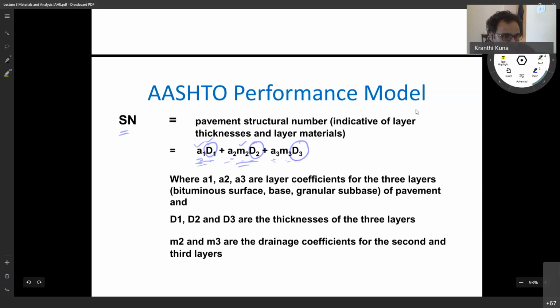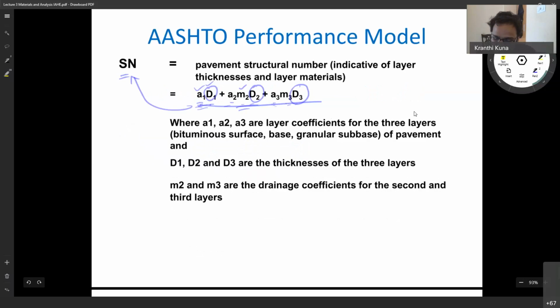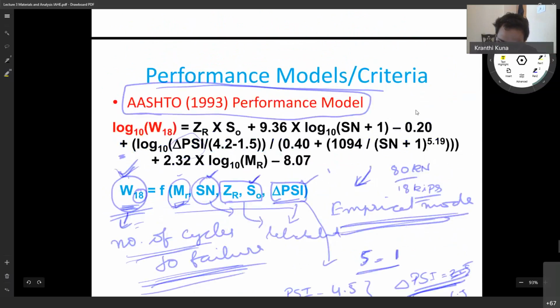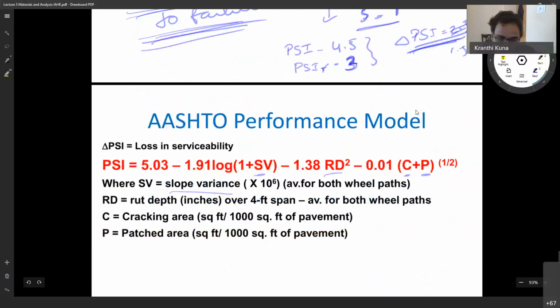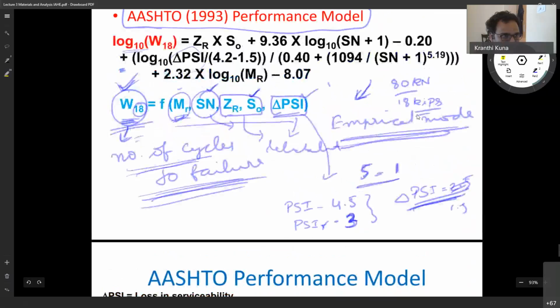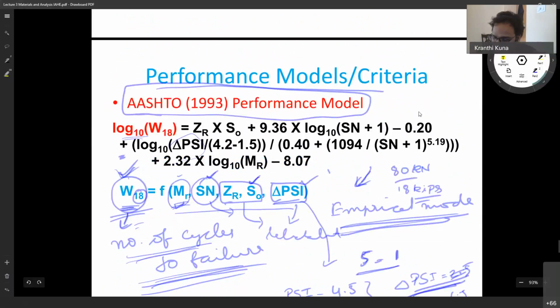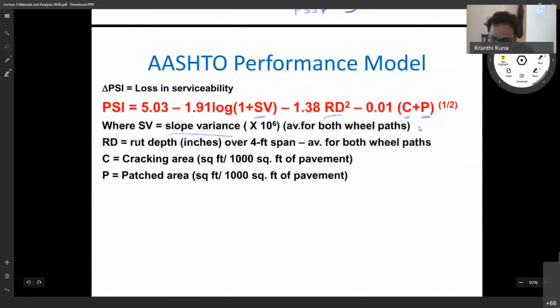We call these layer coefficients. The sum of all these usually gives the structural number. So you can see, the higher the structural number, the higher the W18 as well. This is the performance model given in the AASHTO 1993 model, which many states in the US still use, and many Middle East countries still use this model for the design of pavement.